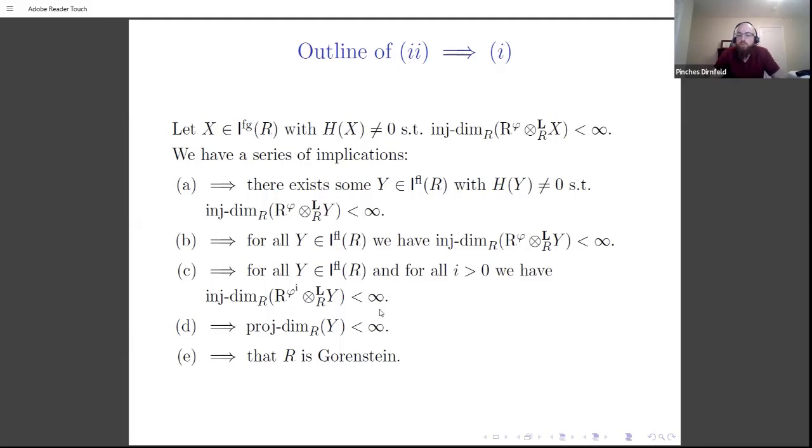But it could happen that you take the first step and you have something that has bounded homology, but then you keep pushing it, and eventually you're going to end up with something with unbounded homology, since you're starting with something that doesn't have finite projective dimension.